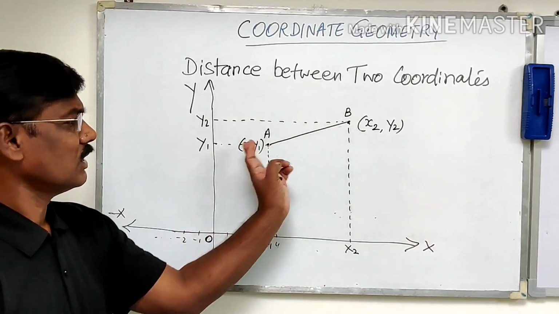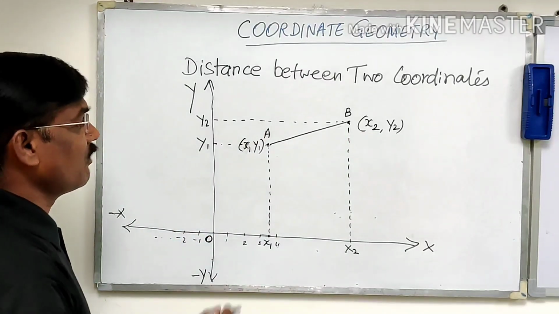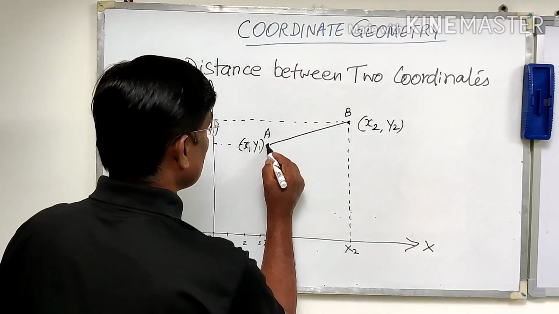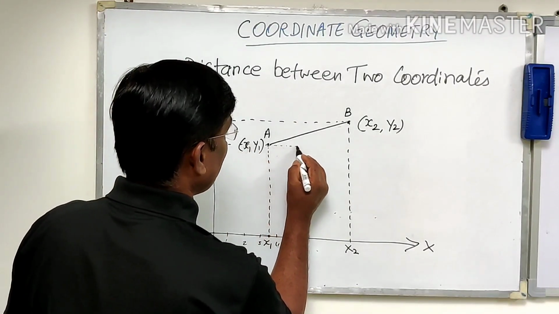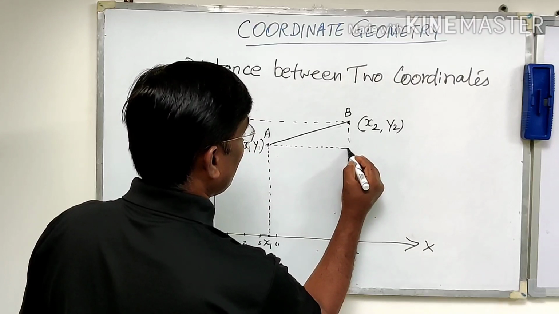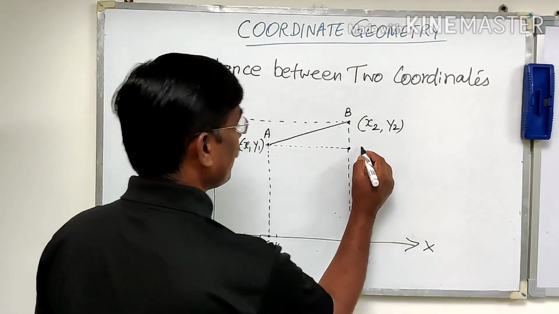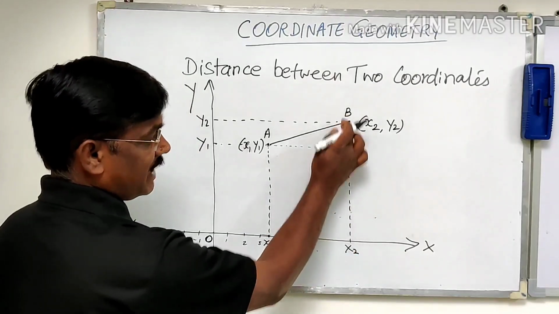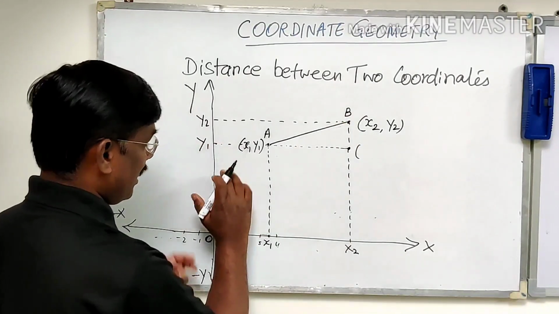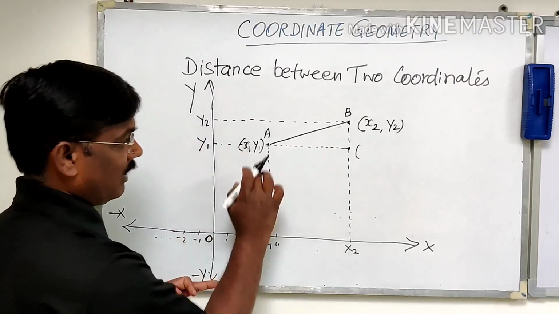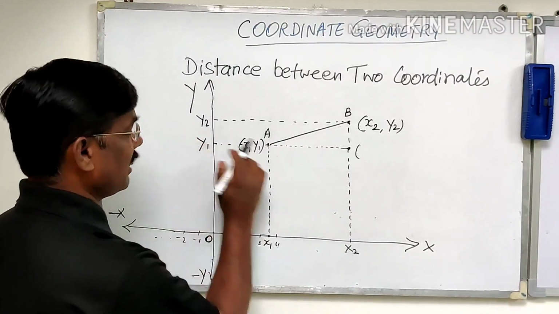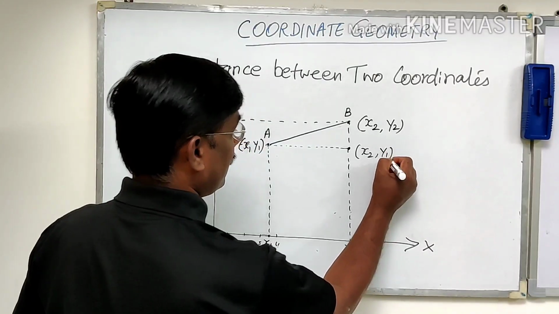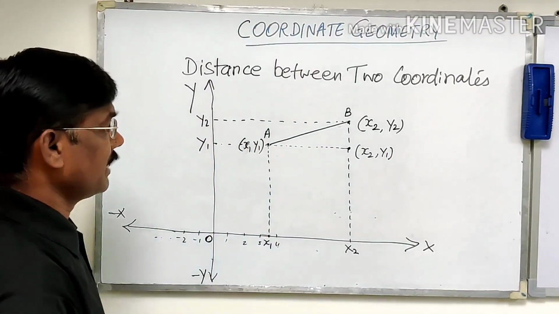This is how the coordinates are represented. Now we have to find the distance between A and B. Just draw this y1, you extend it. And this point also. What is the coordinate of this point? Because the x value is x2 and the y value is y1, so it is x2 comma y1. This is the coordinate, right?